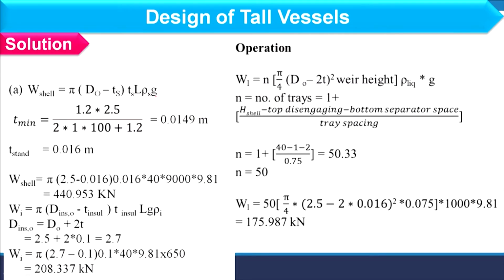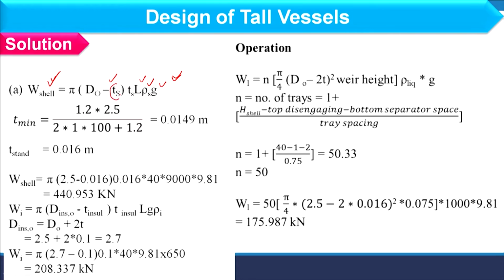As you know, the first point is we have to find out the weight of different components. So, first of all I am considering the shell. So, this is basically the weight of shell, which is equal to pi (D0 minus Ts) into Ts L rho s and g. Okay. Derivation of this expression is explained in the first lecture of this week, that you can refer.